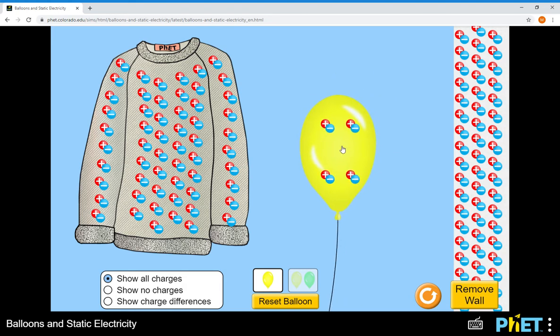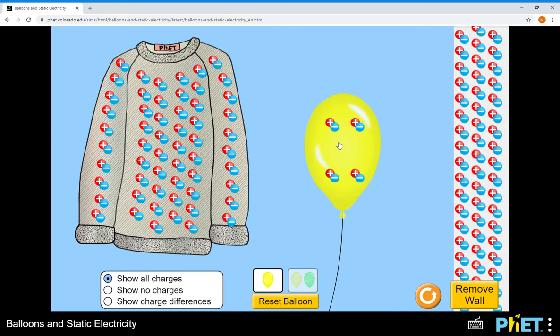Okay, here I have a neutral balloon. It's neutral because it has the same number of positive and negative charges. Okay, so that's what makes something neutral. Now here we have a sweater over here, it's neutral also. Here I have a wall on this side, that's neutral also.